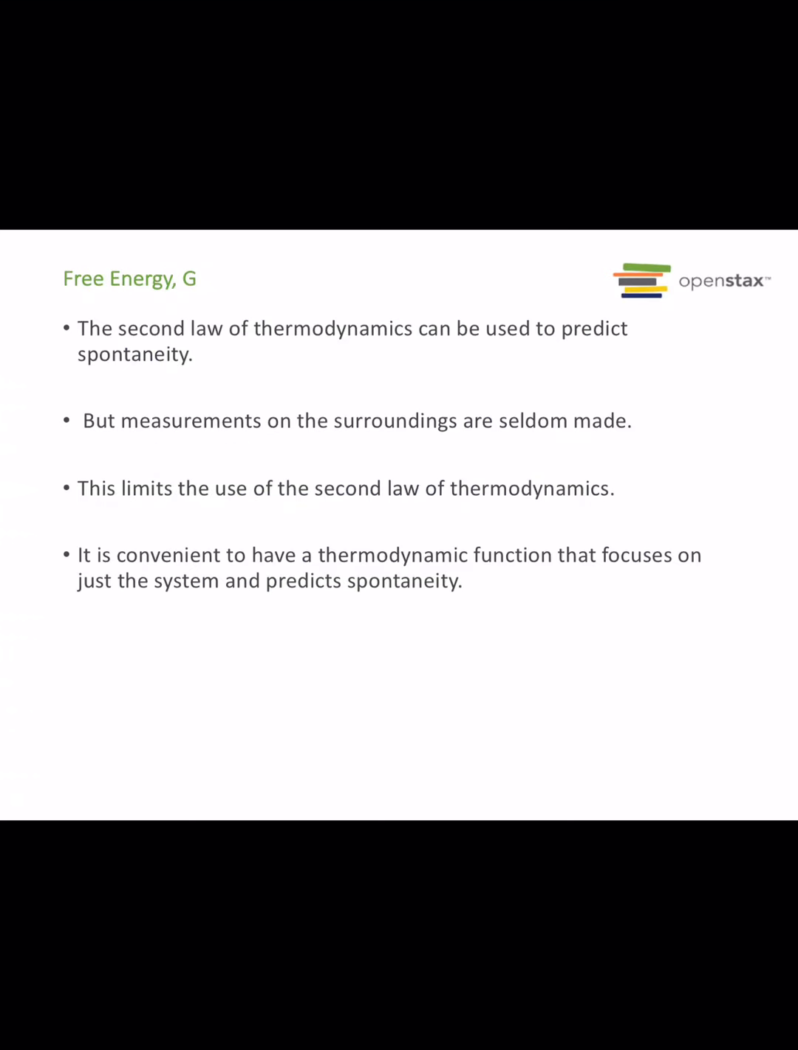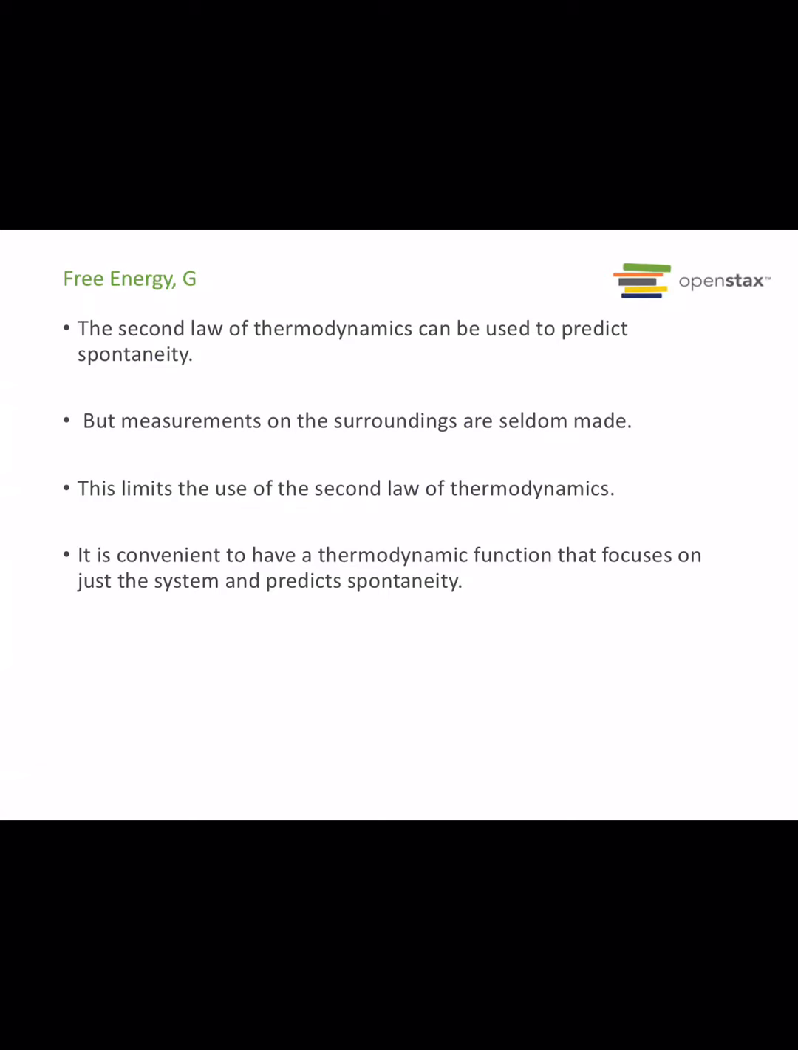So the second law of thermodynamics, again, remember, states that all spontaneous processes have a delta S of the universe that's greater than 0. And so we can use the second law of thermodynamics to predict spontaneity. But the second law really only deals with delta S. But remember, I said that you have to consider the signs of delta H and delta S if you truly want to figure out whether a reaction is spontaneous or not.